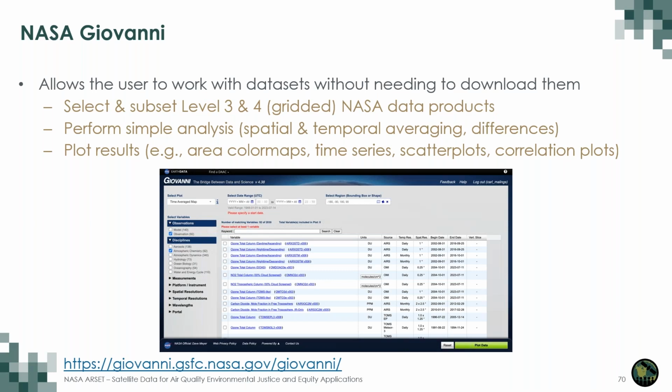This is an important requirement for using Giovanni and a limitation. Some information is only available through level 2 data products, and if you're looking to do very high spatial resolution analysis, the level 3 and 4 data products may be too coarse. Nevertheless, Giovanni is a useful tool to quickly perform simple analyses and plot results without needing any coding knowledge.